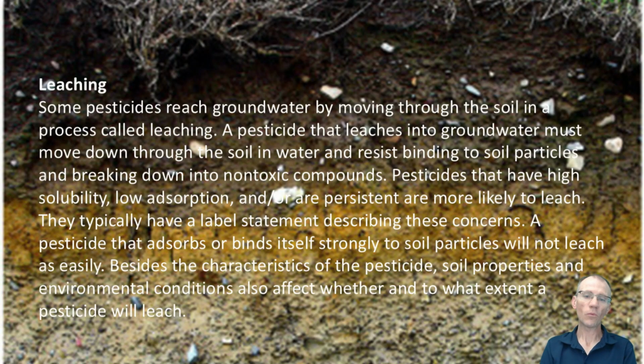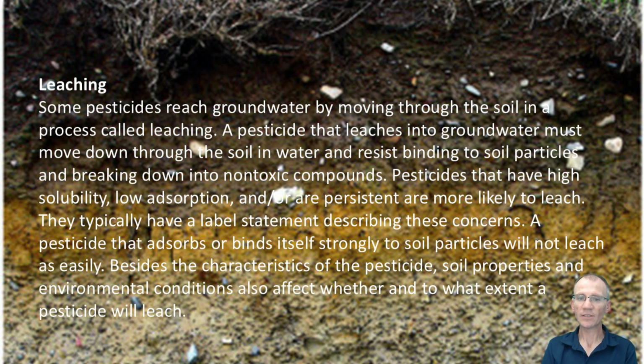And this is the point where leaching comes in. Some pesticides reach groundwater by moving through the soil in a process called leaching. A pesticide that leaches into groundwater must move down through the soil and water and resist binding to soil particles and breaking down into non-toxic compounds.